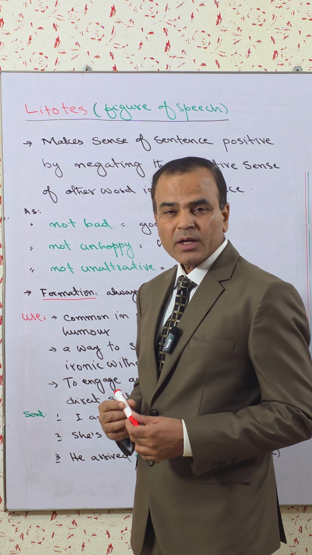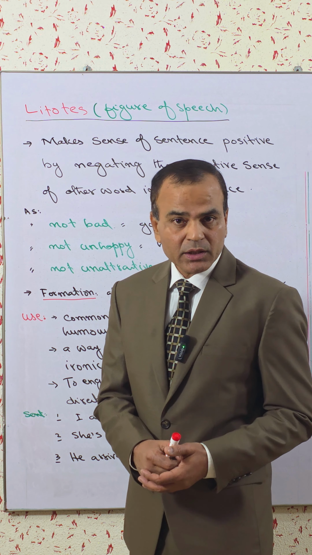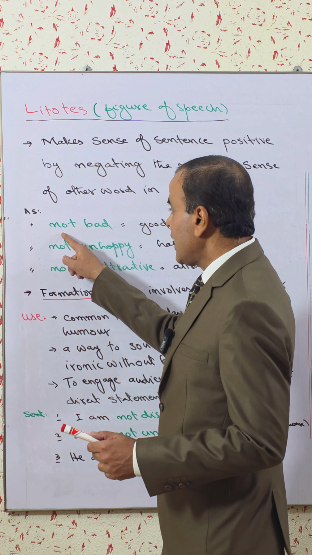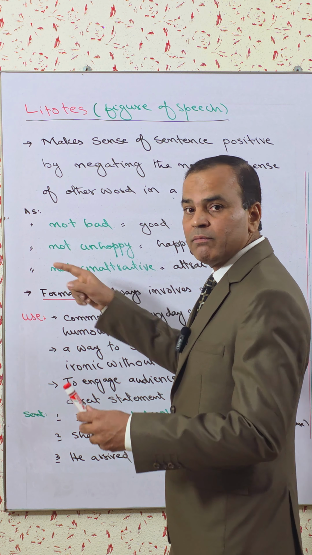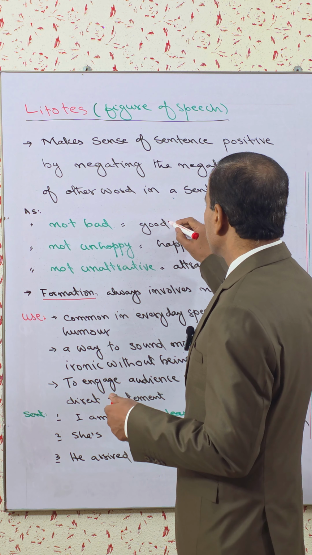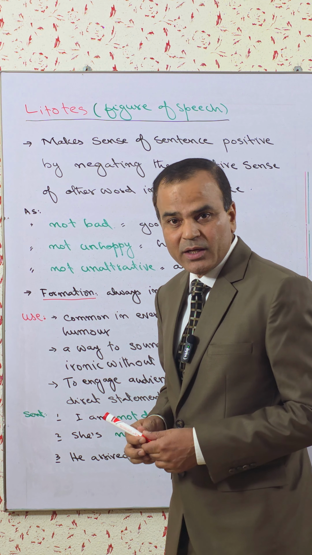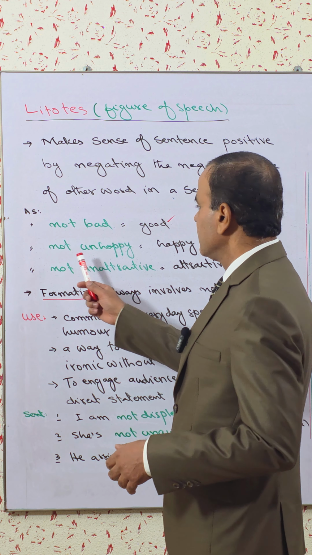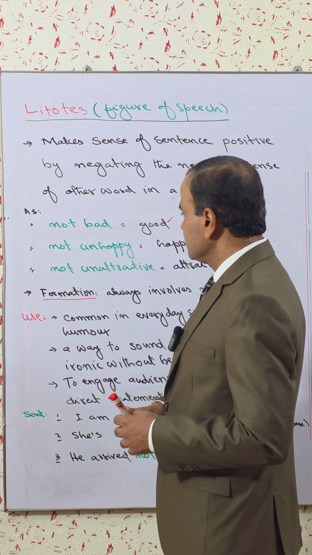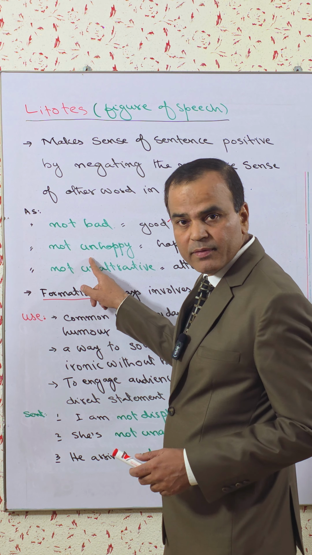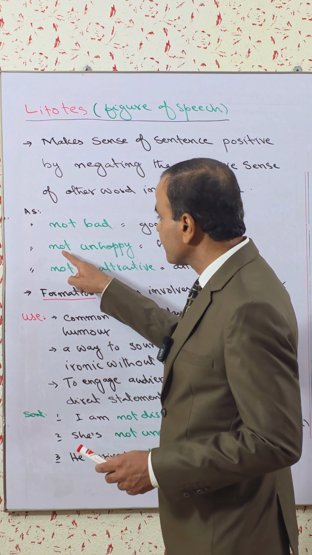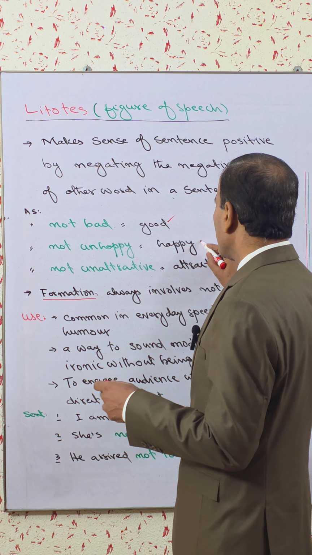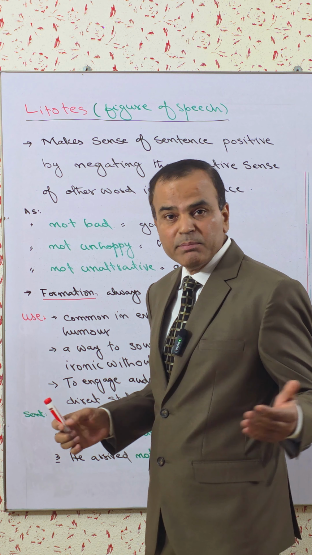Not bad. Bad has a negative meaning. But when I say not bad, not negative, bad negative, the sense of the sentence becomes good. Tea is not bad means good. Not unhappy. Unhappy has a negative meaning. Un means not, another not, double negatives, and the sense is happy. Not unhappy means happy.